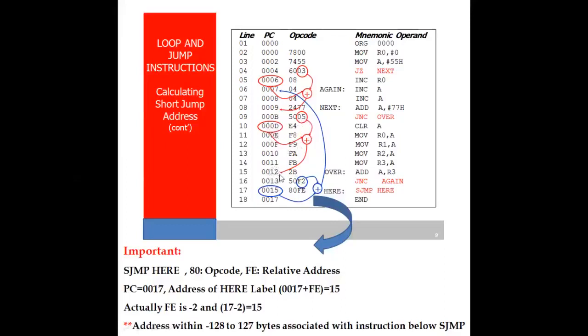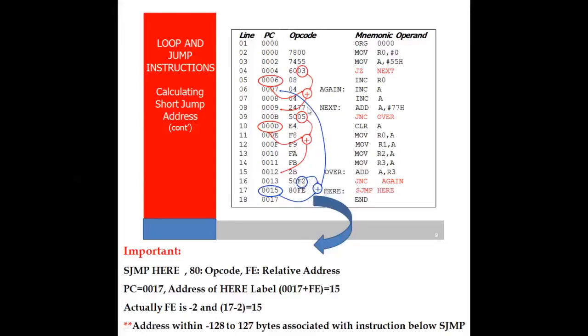So it will jump to this location 0012 where the level "over" is given. JNC over means it will find the address 0012, and I have to calculate the address by adding these two, as it is specified. After that, JNC again, the address is calculated like that.